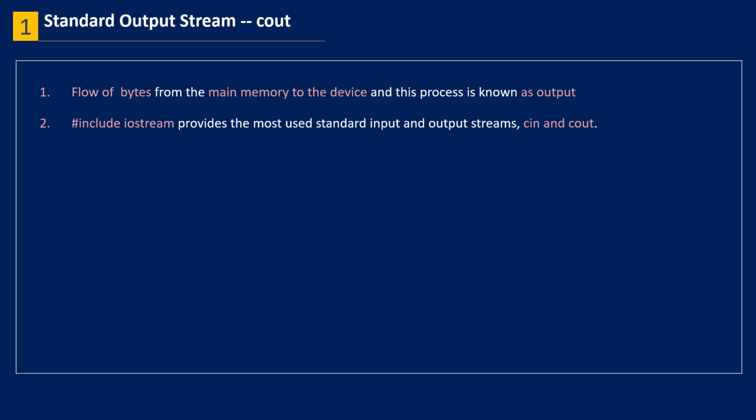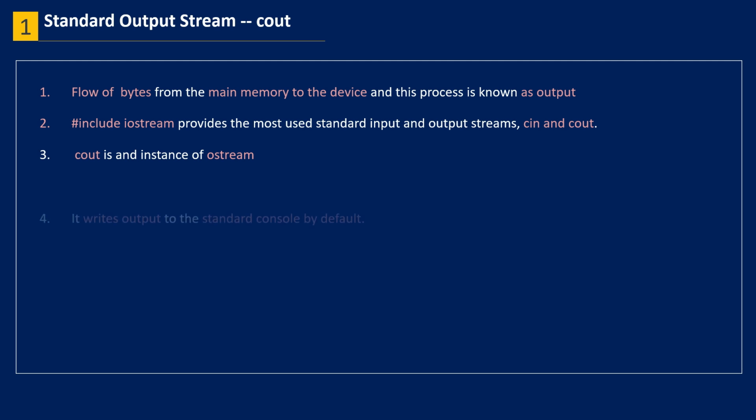Now let's revise the points for cout. The flow of bytes from the main memory to the device is known as the output. Means we display the output on the device, which is stored in the memory. Second point, #include <iostream> provides the most used standard input and output streams, that is cin and cout. That's the reason we include iostream. cout is an instance of ostream.